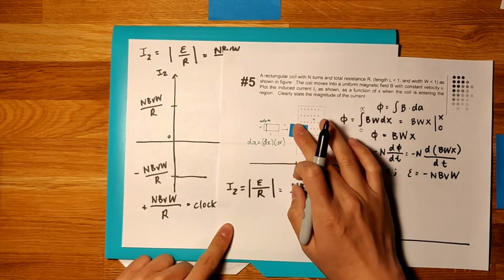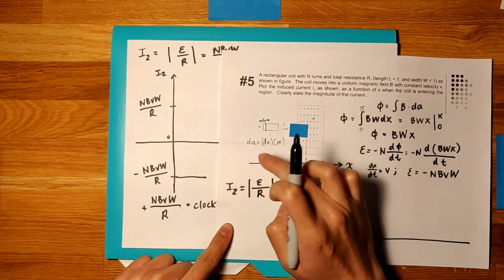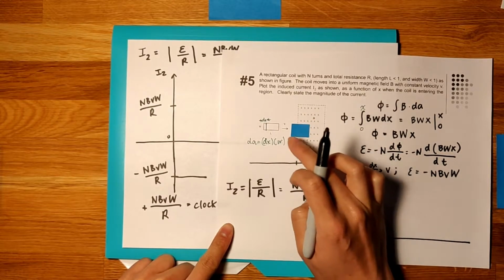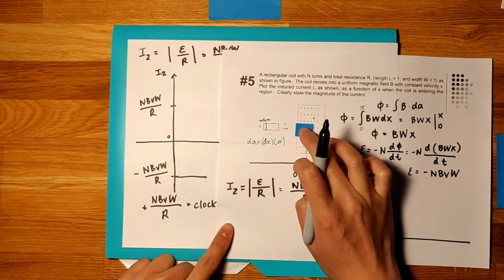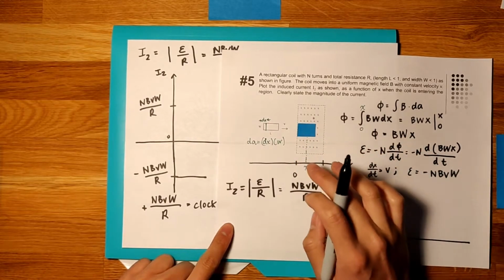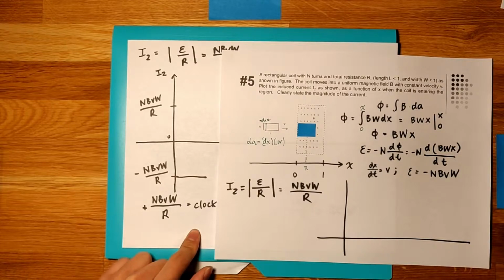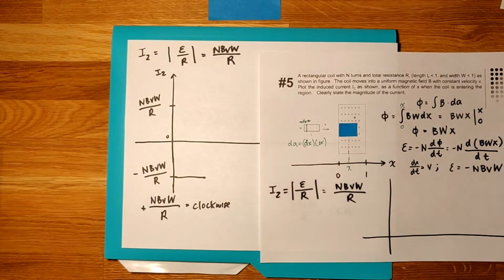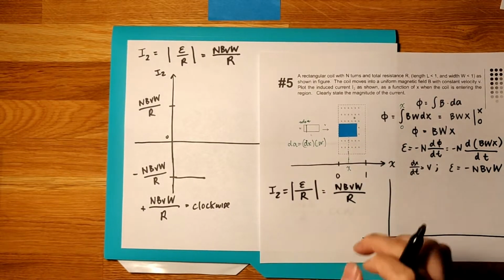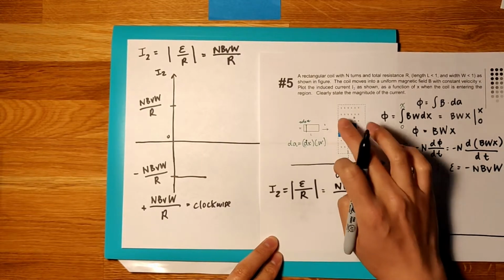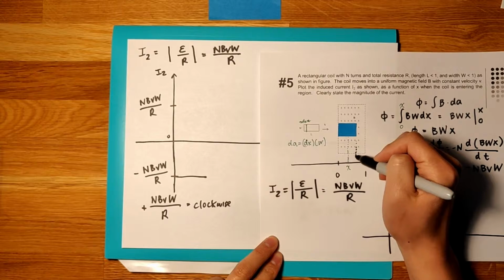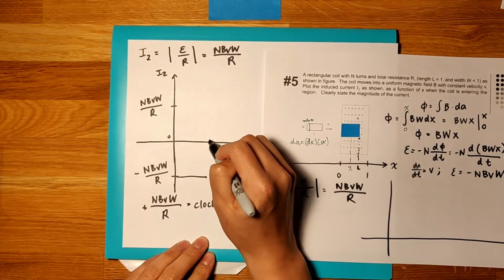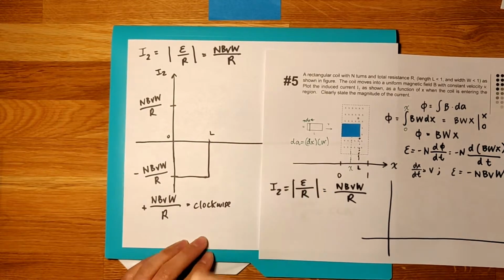So it will keep on moving and moving, and the induced current will stay the same as negative MBVW over R, because flux is changing. More and more area is starting to go in this B field. So as soon as it's fully submerged into this uniform magnetic field B, that's the moment when it won't have any more induced current, because flux will be constant. And at that moment, it will be at L. So at L, the induced current will be 0.